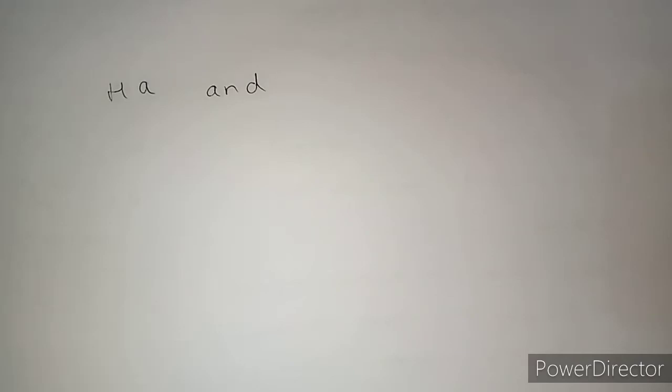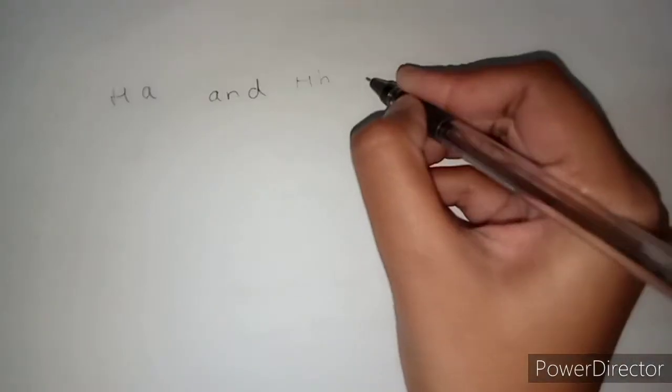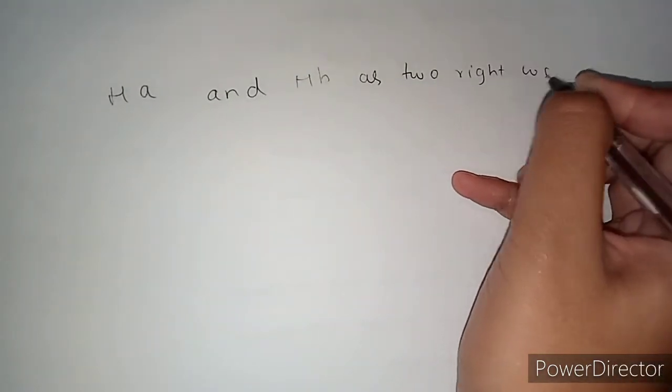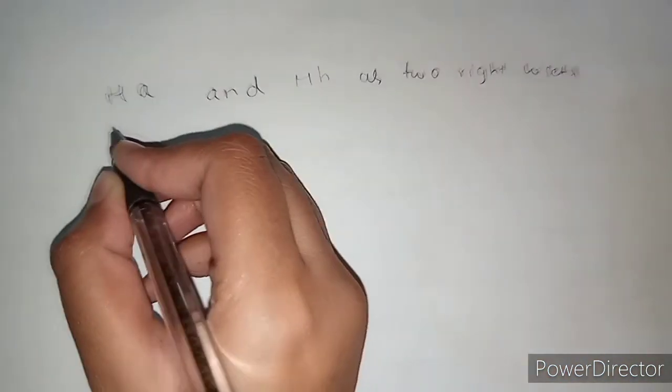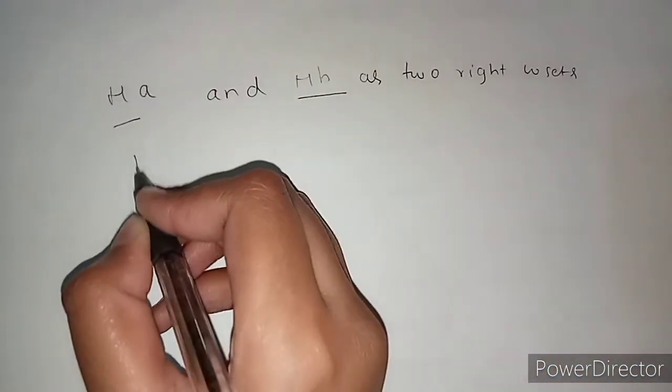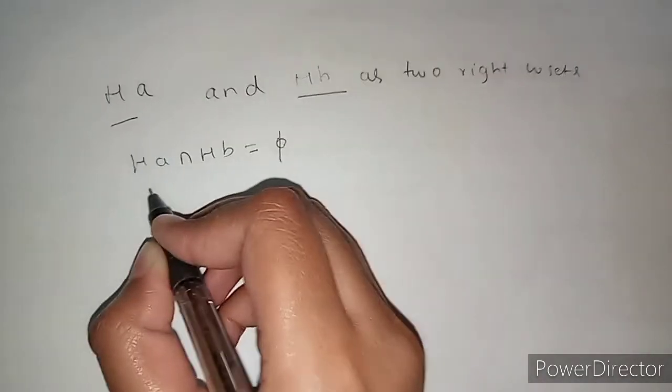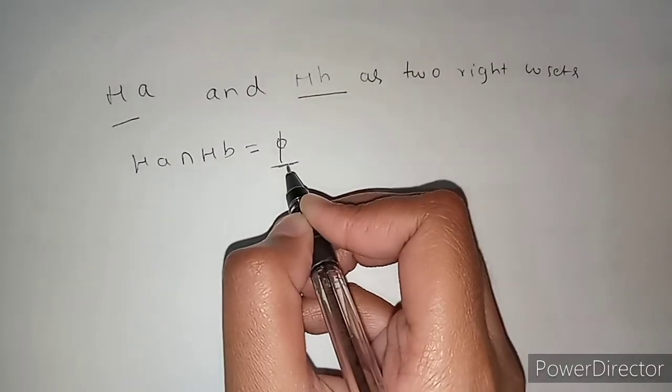Hi everyone, today in this video I will be talking about a theorem based on right cosets and left cosets. Before starting this theorem, let me give you some information about right cosets and left cosets. So let's get started. I am considering Ha and Hb as two right cosets. These Ha and Hb can be disjoint. That means Ha intersection Hb is equal to phi.